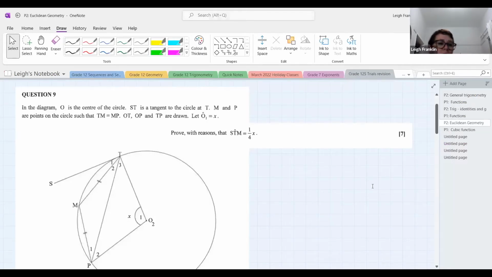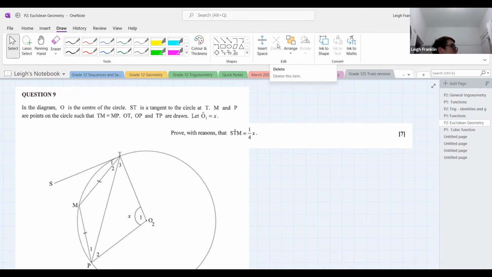This comes from one of the past papers, and it tells us in the diagram, O is the center of the circle. They tell us that ST is a tangent to the circle at T. The minute we read that, the word tangent is a key word for us, right? So we've got to start thinking about, why have they told us that ST is a tangent to the circle? How can we use the fact that it's a tangent to the circle to help us in our solution?